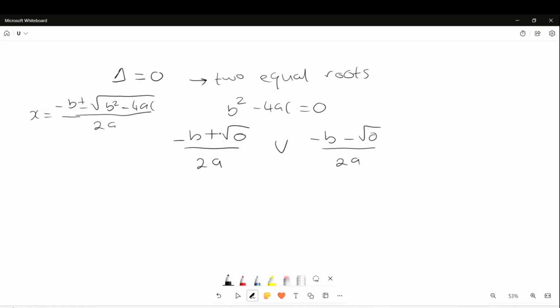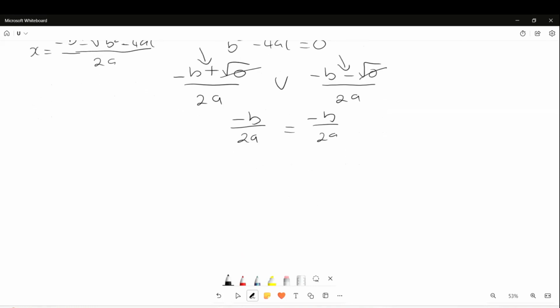Now you notice that the square root of 0 is 0, right? And then negative b plus 0 will be negative b over 2a. And here, similarly, negative b minus 0 will give us negative b over 2a. So that is what we meant by equal roots, right? When we put a positive and when we put a negative, the roots will be equal in that case. So what does that mean?